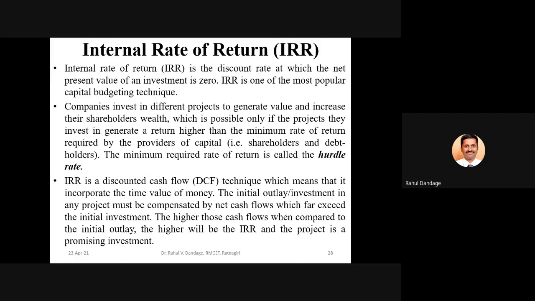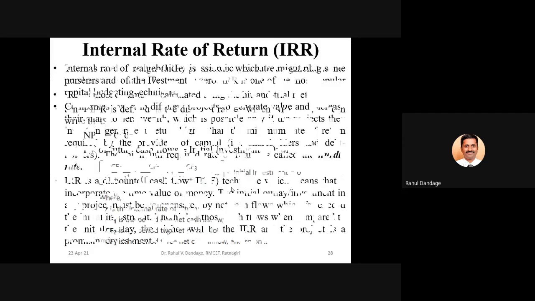IRR is a discounted cash flow technique, which means that it incorporates the time value of money, same as the net present value. The initial outlay or investment in the project must be compensated by net cash flows which far exceed the initial investment. The higher those cash flows are compared to the initial outlay, the higher the IRR will be, and the project is a promising investment. So for the project to have an IRR greater than the hurdle rate, the present value of cash flows should be greater than the initial investment. Then only will the internal rate of return be greater than the hurdle rate, and the project may be acceptable.